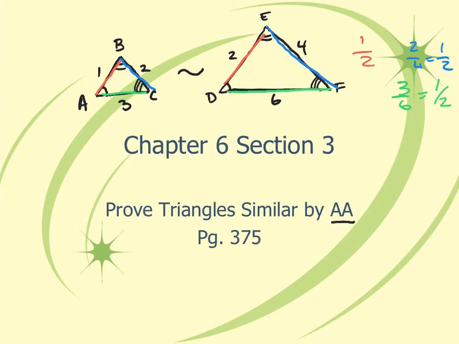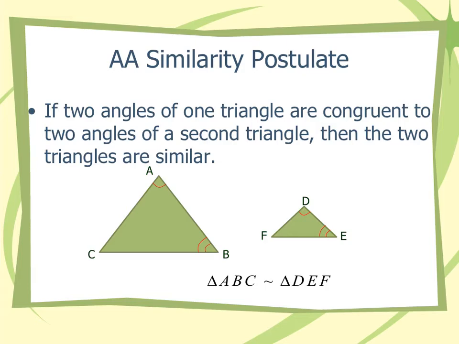And what do you think AA stands for? Angle. Angle, angle is a method that we're going to talk about today of proving that two triangles are similar. Now, careful here. This only works for triangles. This is very important that what we are doing today, AA, only works for triangles. No other shapes. It doesn't work for quadrilaterals. It doesn't work for pentagons. Nothing else. This is just for triangles.